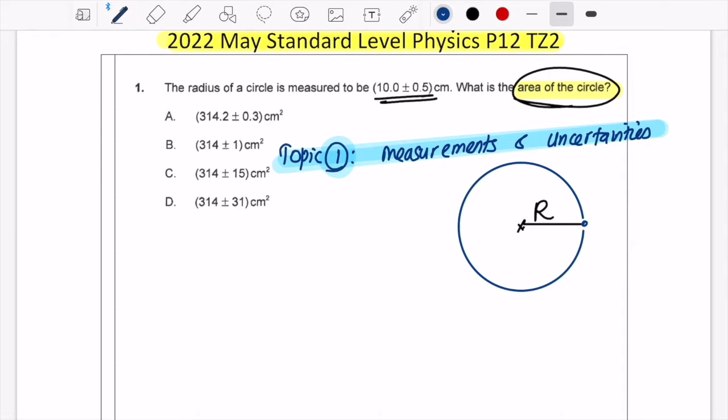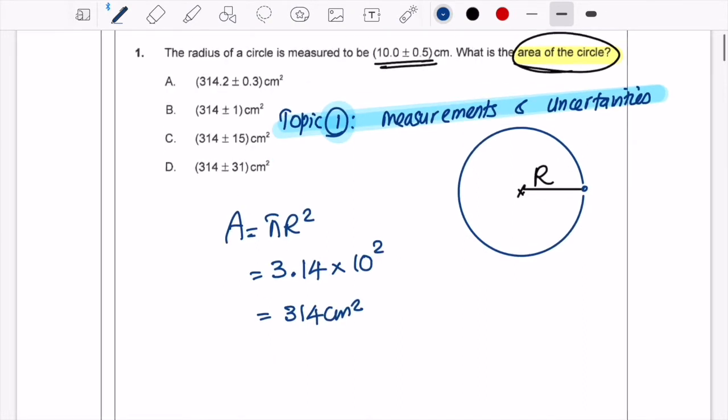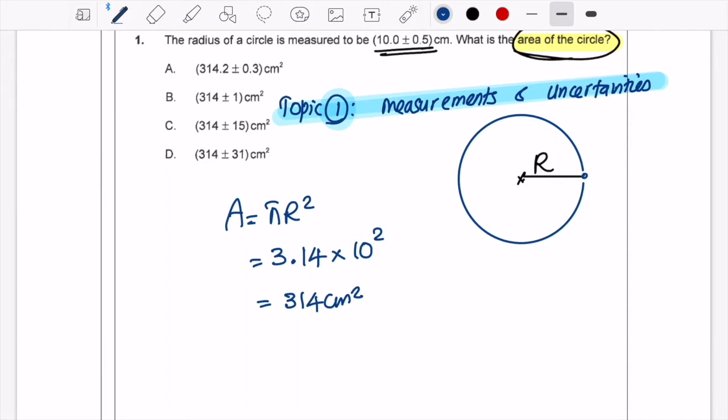The area of a circle is pretty simple. Area is pi r squared. You are not given a calculator, so you should do the calculations by yourself. 3.14, radius is 10 squared, you will get 314 square centimeters. The confusing part is how to find the uncertainty of the area.